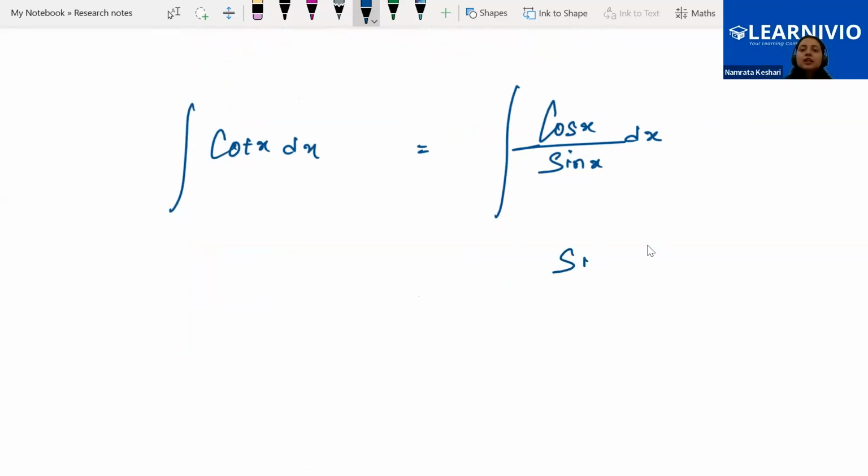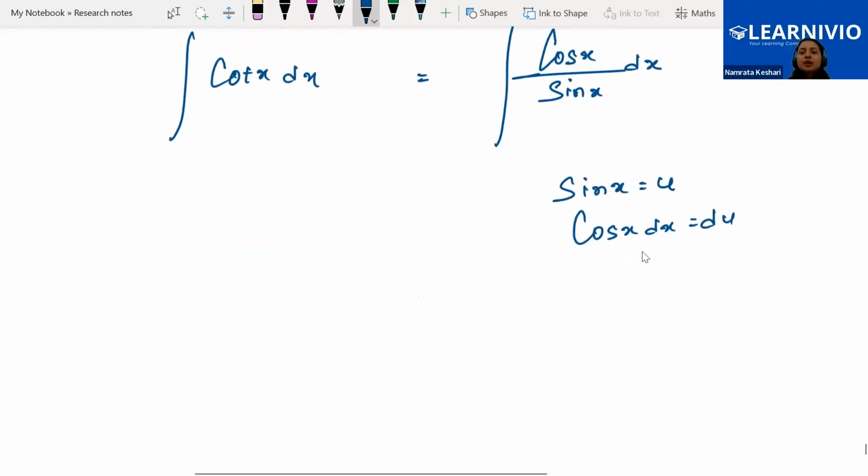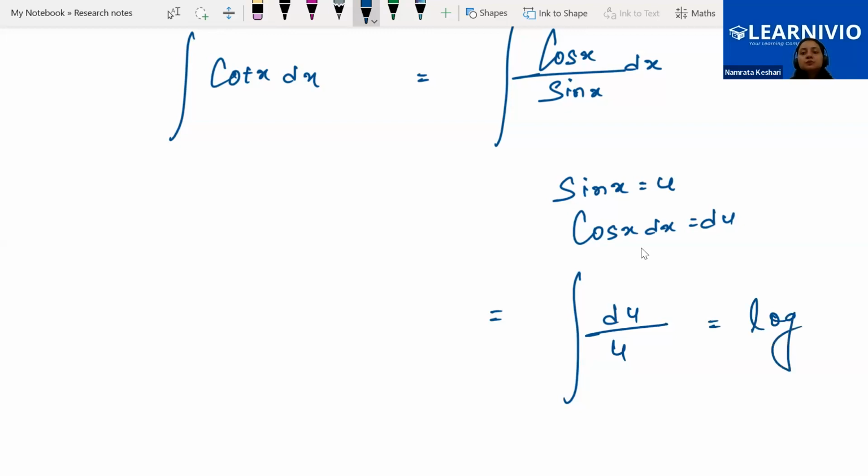In the integration part, by the method of substitution, when we take the denominator as the substitution, we will be getting the numerator. Sin x, its derivative cos x dx is equal to du, right? Yes, ma'am. So now we can write du by u, which is log u plus c. u is sin x, so log of sin x.